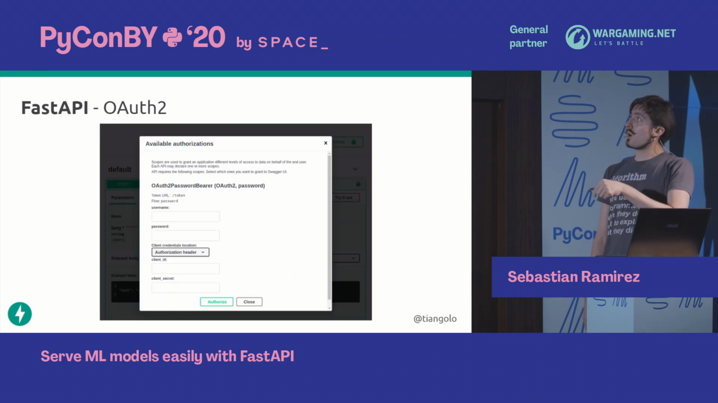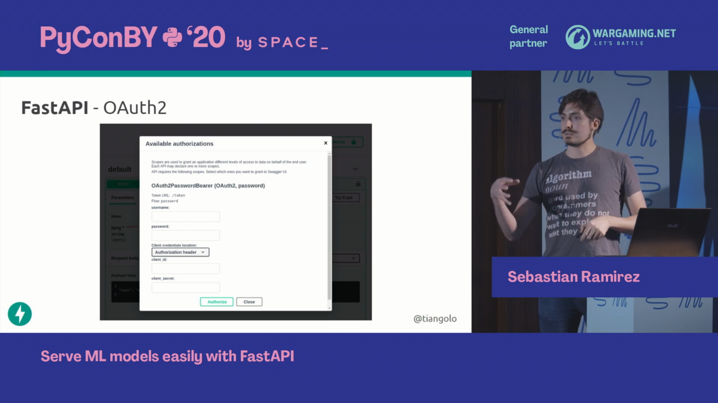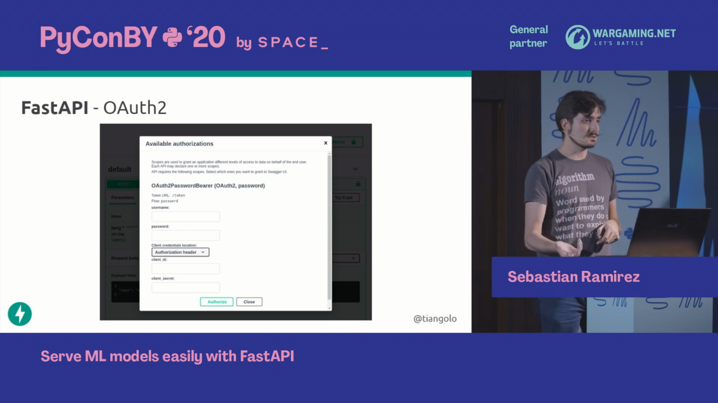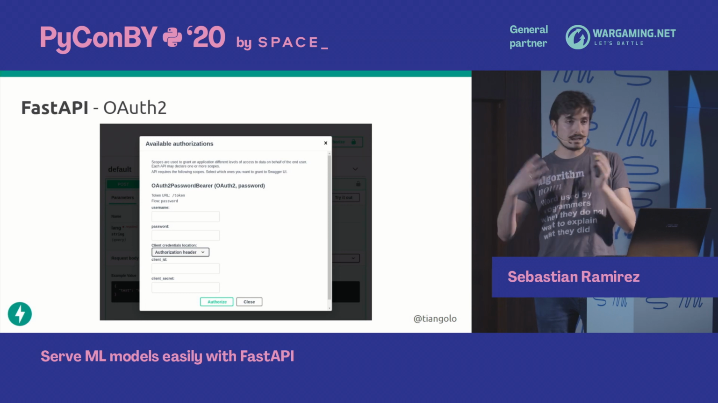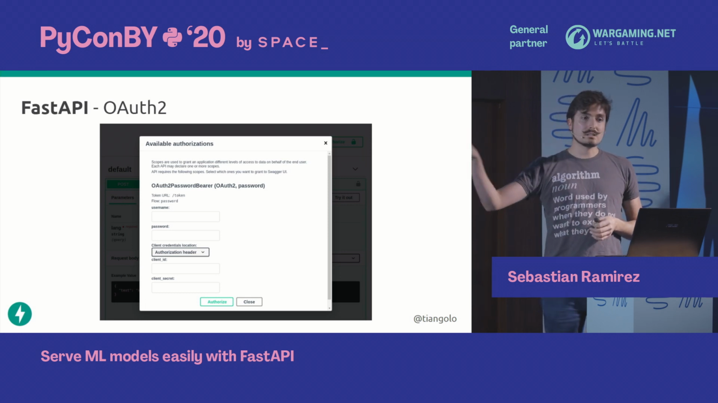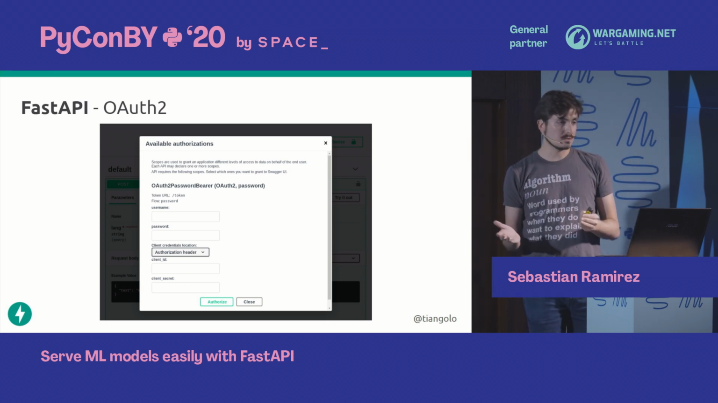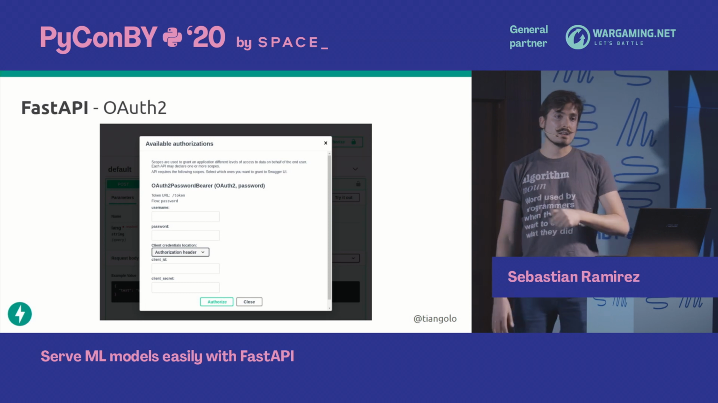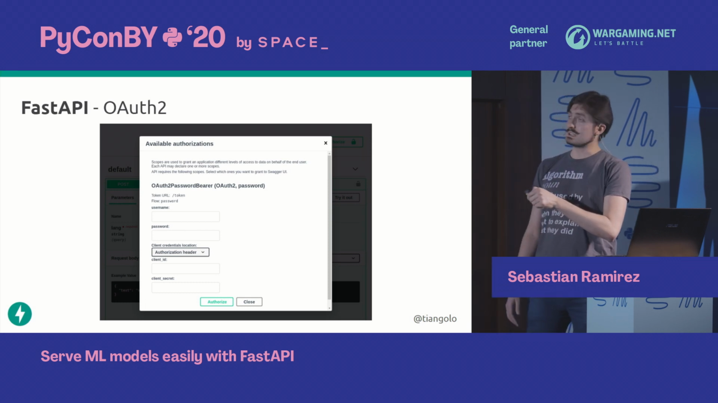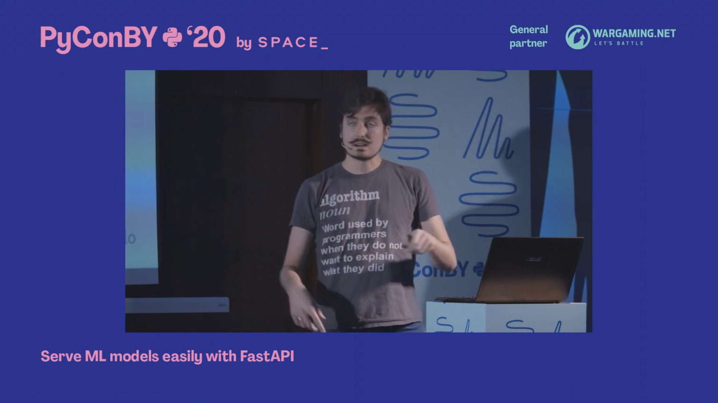We can also use OAuth2 with FastAPI. OAuth2 is a set of specifications to do authentication and authorization with web applications. This is what Facebook, Twitter, Google, and all these guys use. Whenever you go to an application that says login with Facebook or with Google, they are all using OAuth2 underneath. And when you give some permissions, that is all part of OAuth2.